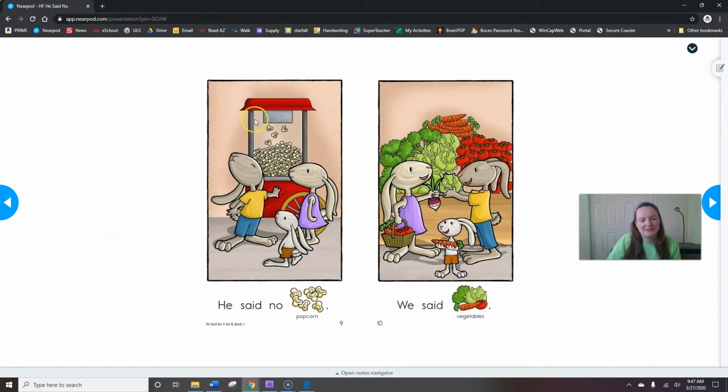Okay. So now, the baby bunny wants popcorn. And it looks like Dad is saying no this time, so let's read. He said no popcorn. But now look, we're finally getting to a page when they're saying yes. I need you to remember that rabbits love carrots. So I think that he's actually really happy to have this carrot instead of all that junk food.